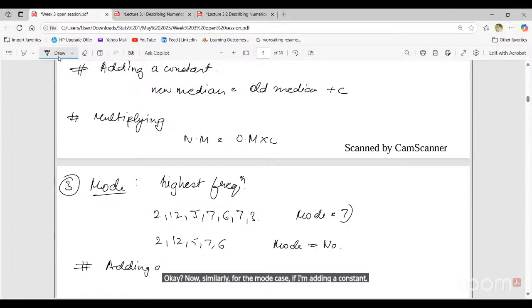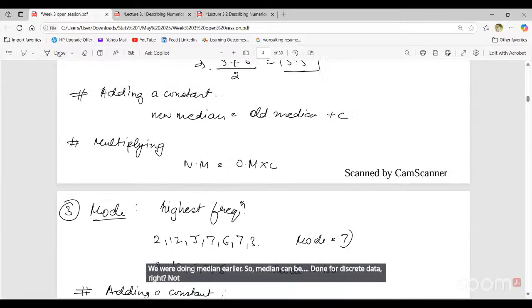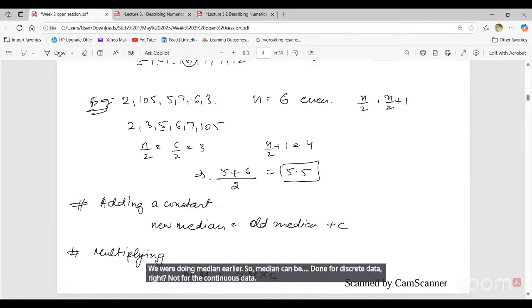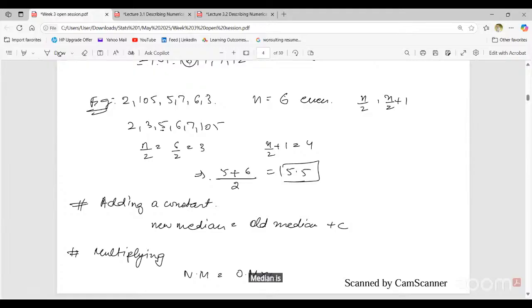Ma'am, I have a question here. We were doing median earlier. Median can be done for discrete data, right? Not for continuous data? Median is only to be done for discrete values, not for continuous data? Continuous also we can do median, if there are frequencies. Yes, ma'am, I also agree with them.